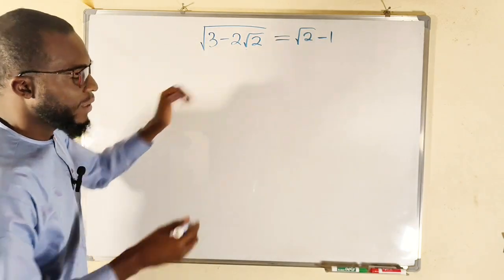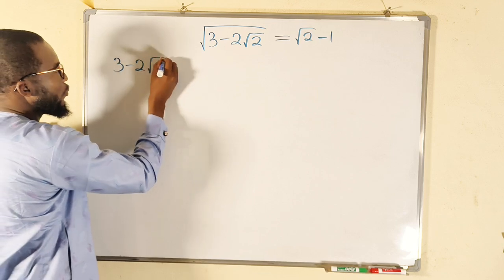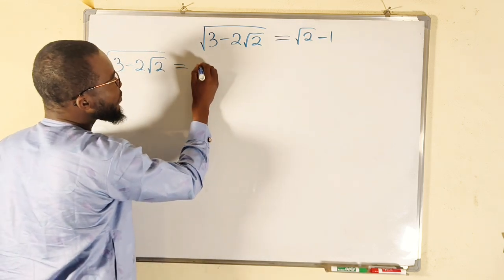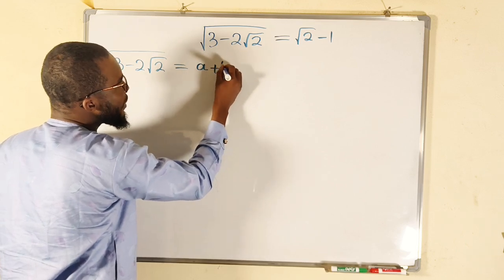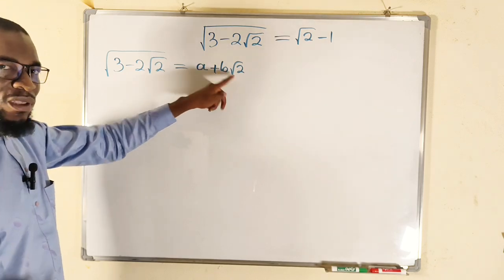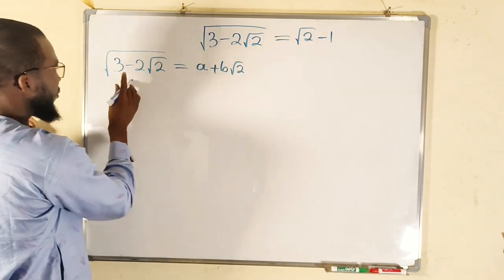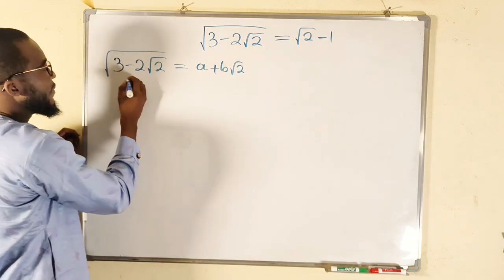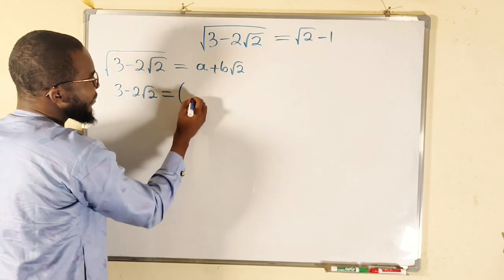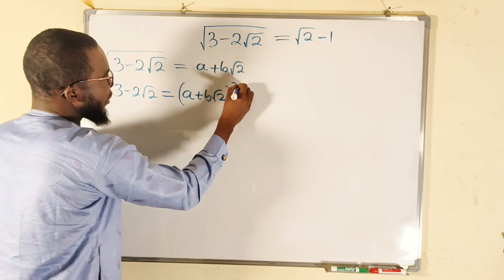You have to take the whole of this, which is 3 minus 2 root 2 under root, and you equate it to be equal to a plus b root 2. If it is root 3, it should be root 3, root 4, root 4, root 5, root 5. You understand? Then take square of both sides. If you square the left hand side, it will eliminate the square root, leaving the radicand 3 minus 2 root 2. And you have to square the right hand side, a plus b root 2 whole squared.